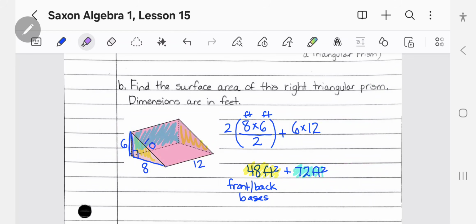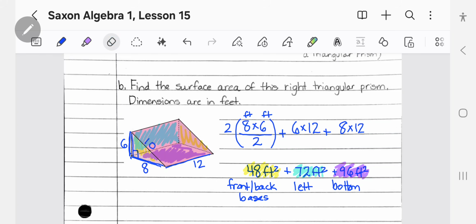And we can get us another color here, and let's do this bottom, the one that it's sitting on. So if we labeled, this one would be the left side. And now we're going to find the bottom, the side that it's sitting on. And it is going to be 8 by 12. So we're adding to it 8 by 12, and that is 96 square feet. So let's color code that. 96 square feet.